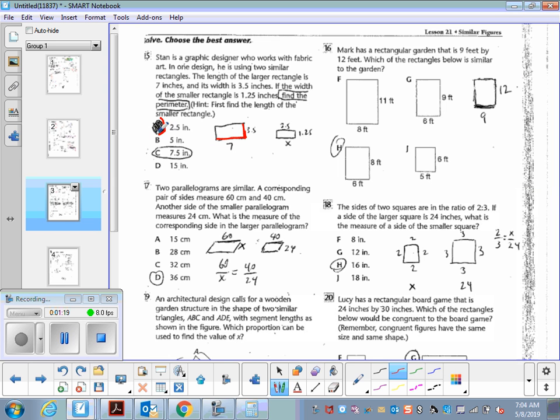Be very careful not to pick A. A lot of people would not read this problem carefully and would just assume it's asking to find X and pick A. All right, so now for number 16. Mark has a rectangular garden that is 9 feet by 12 feet. Which of the following rectangles here would be similar?